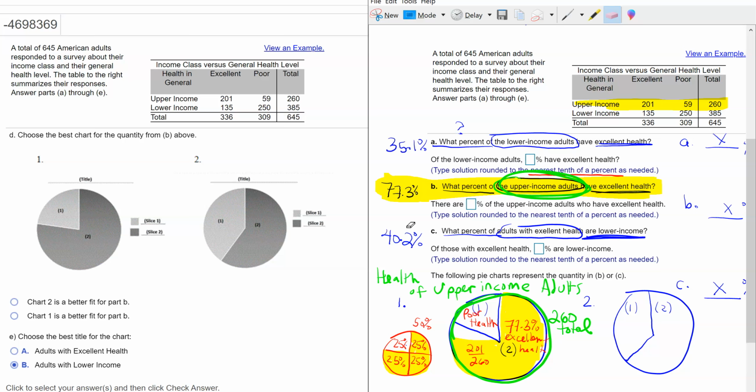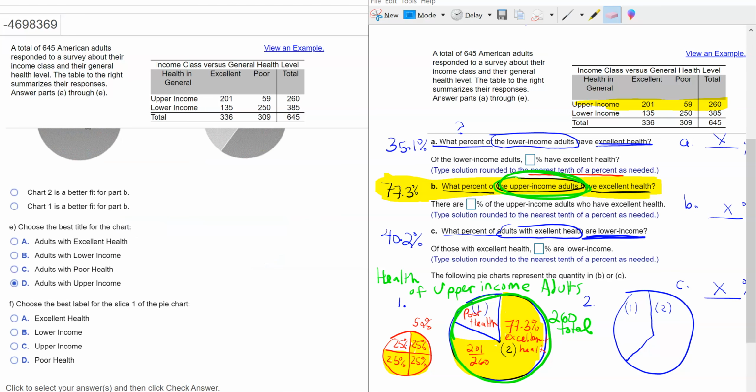So let's look at our answer choices over here. The best answer choice would just be D, adults with upper income, because the entire circle is adults with upper income, and we've split them up into 2 categories, either poor health or excellent health. And then for F, choose the best label for slice 1. Slice 1 was the smaller percentage, that was poor health. So that would be the upper income adults who happen to have poor health.